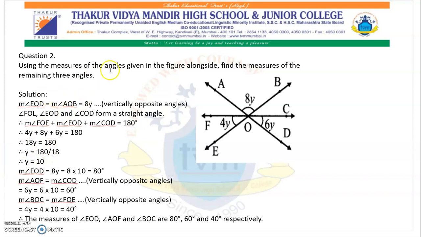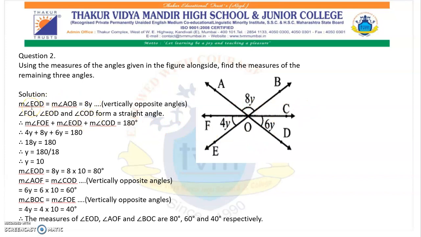Question number 2. Using the measures of the angles given in the figure alongside, find the measure of the remaining three angles. Which are the remaining three angles? AOF, EOD and BOC. These are the three remaining angles which we have to find out.